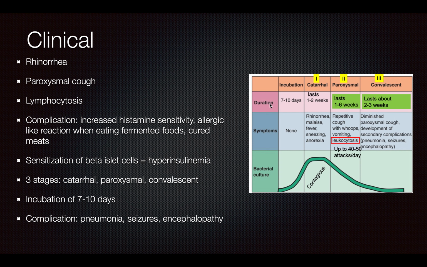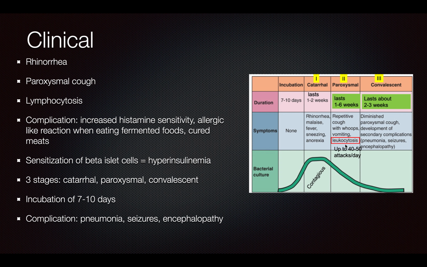There is a complication with the leukocytosis and lymphocytosis, where there's going to be increased histamine sensitivity. So in these patients, they can't eat fermented foods, so no beer, no pickles, things like that, along with cured meats, so no ham, no bacon, no smoked fish.